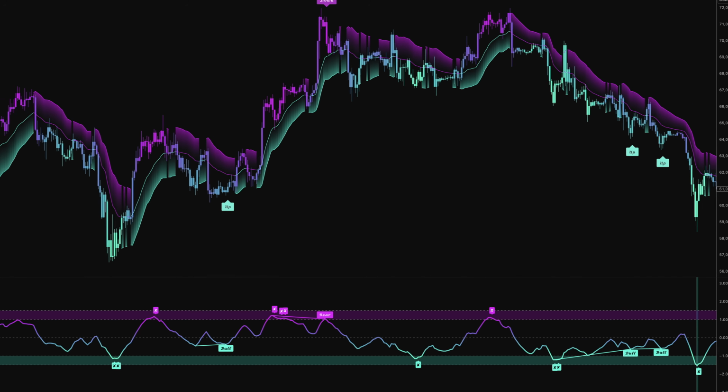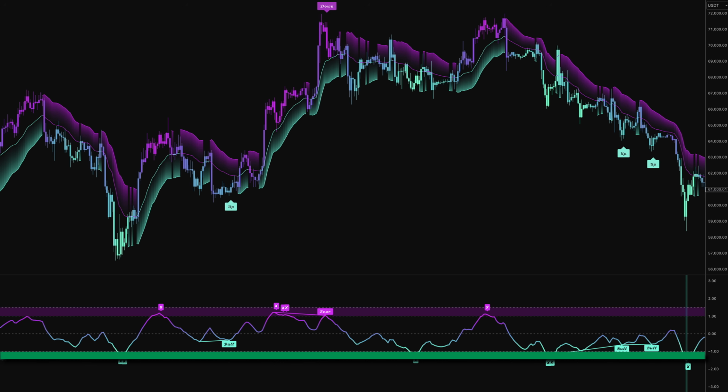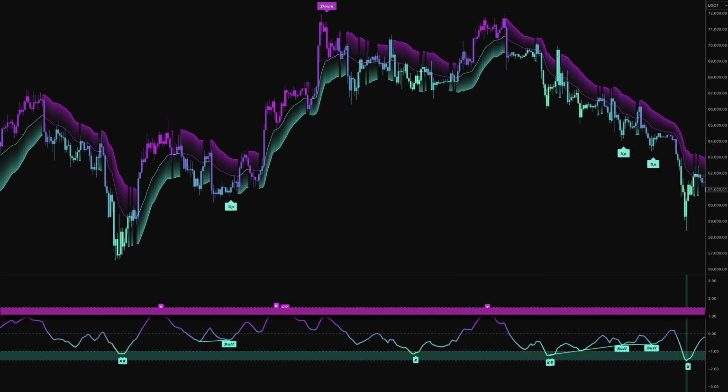The mean reversion component generates signals when the smoothed oscillator changes slope direction while positioned in oversold, below -1.0, or overbought, above 1.0 territory.